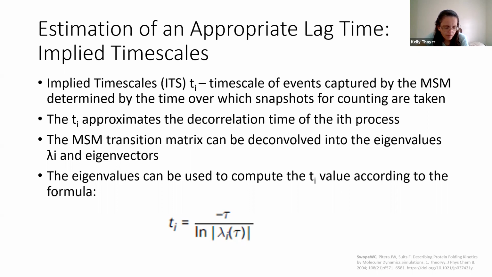So we want to have a decorrelation so that when we take our time step, whatever we decide that's going to be, we will in fact have the opportunity to resolve some interesting event rather than always just stepping through the same thing over and over again. The Markov State Model transition matrix can be deconvolved into the eigenvalues and eigenvectors. This is something you would learn how to do in linear algebra. And then the eigenvalues can be used to compute the t_i value according to this formula shown here.